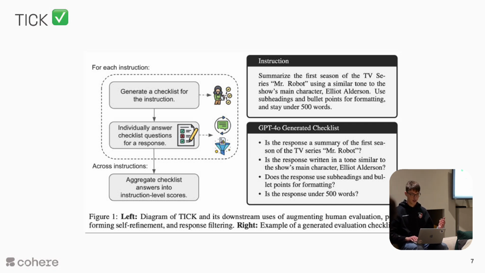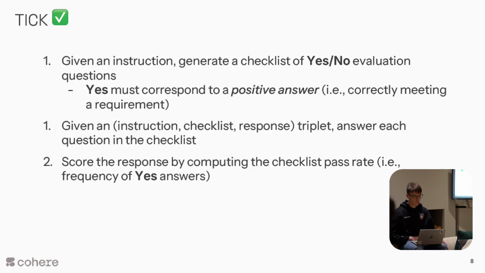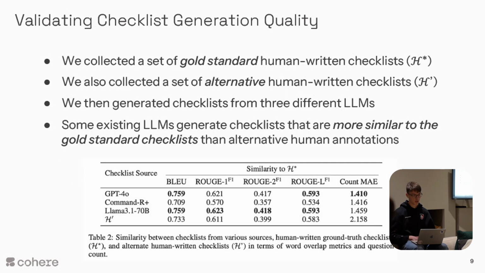So go back to the other one, it's, was the response a summary of the first season? For the word count one, is the response under 500 words? It would be wrong to ask, was the response over 500 words? Because then yes would be a negative thing. Yes, we answer each question in the checklist, and then we compute a pass rate. So what percentage of questions were answered yes.